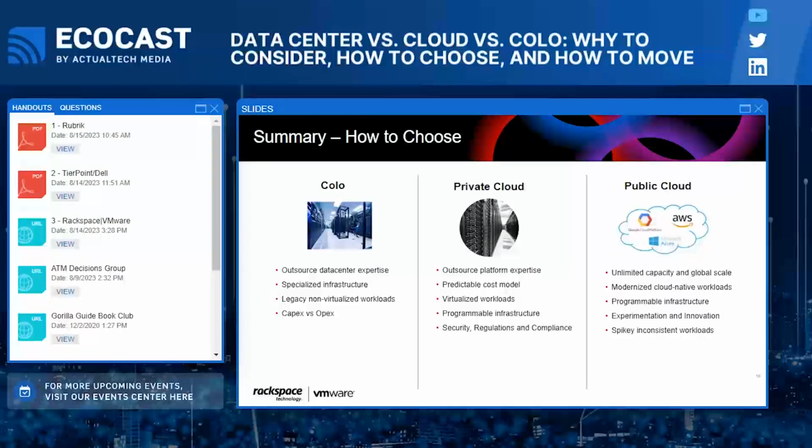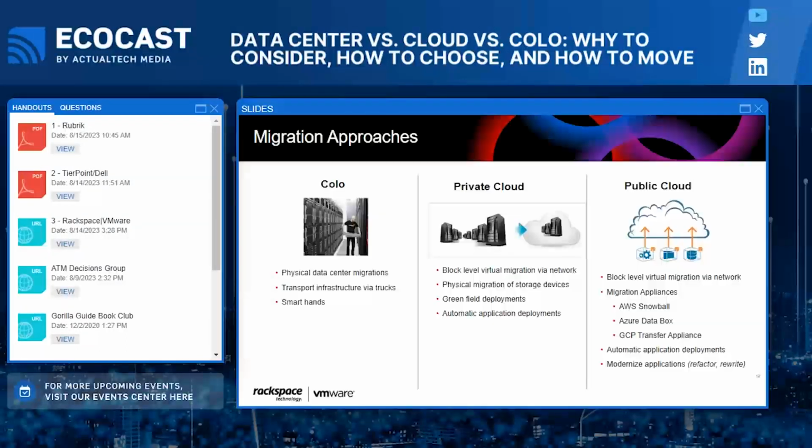Those are the general reasons why to choose one or the other. And then last but not least, just touching on the migration approaches for all of these target cloud platforms. Rackspace does provide a lot of services around migrations to each of these different destinations. This touches a little bit on how we typically do migrations for these different targets. So for example, for Colo, it's actual physical data center migrations. We actually take your servers, mainframes, whatever infrastructure you have. We have trucks that those go onto. There's a whole bunch of processing to ensure that things happen as planned.